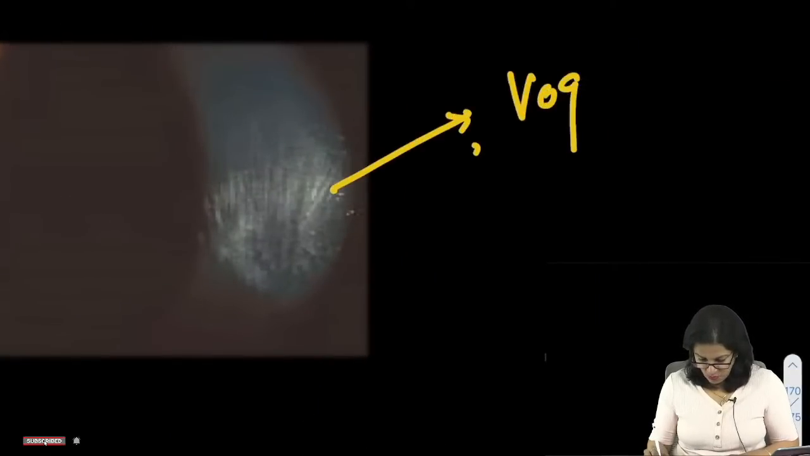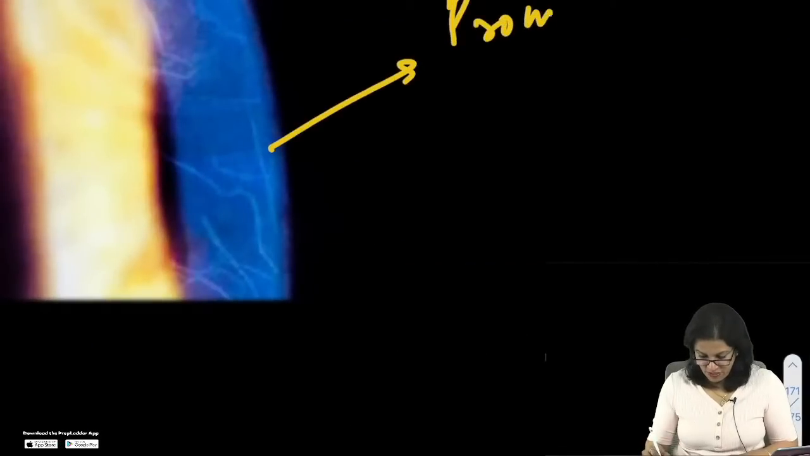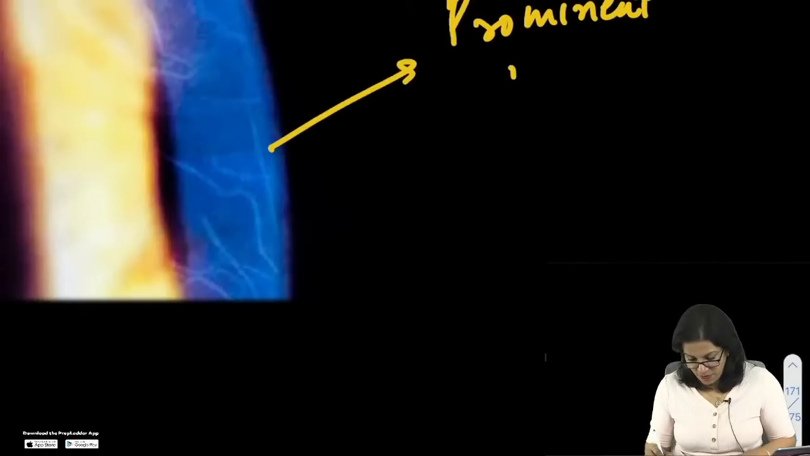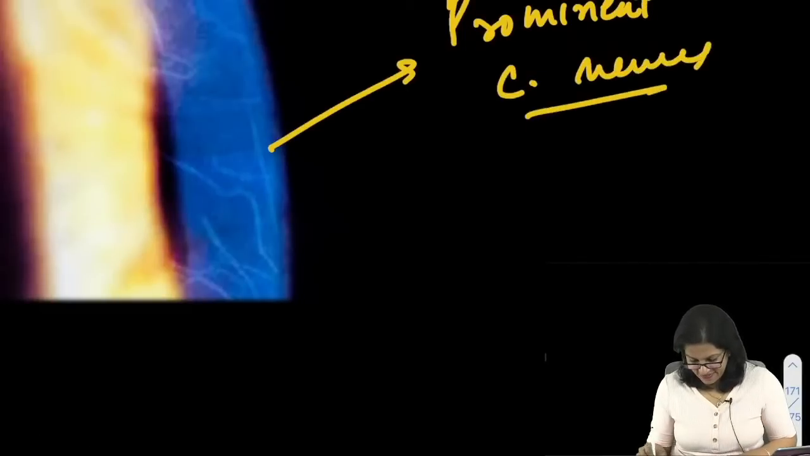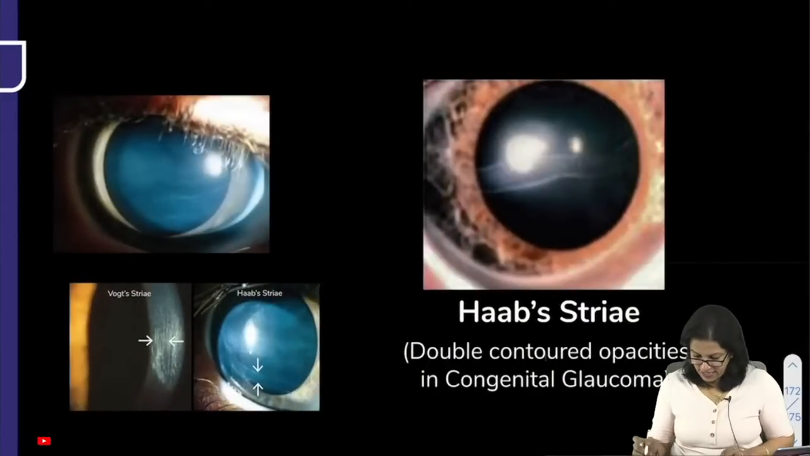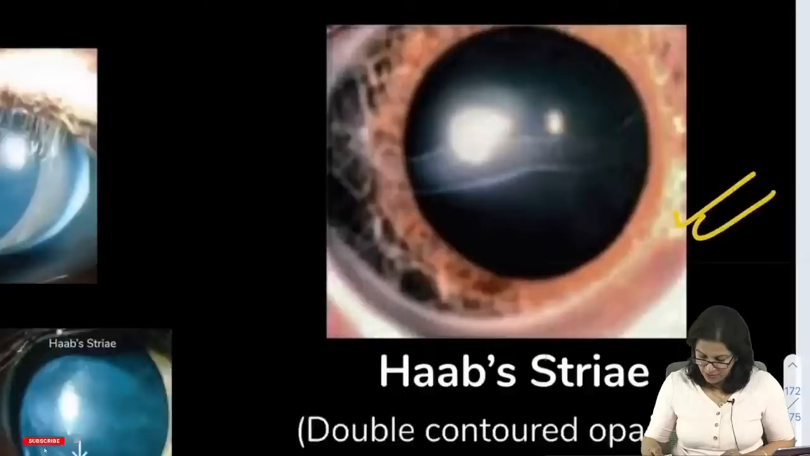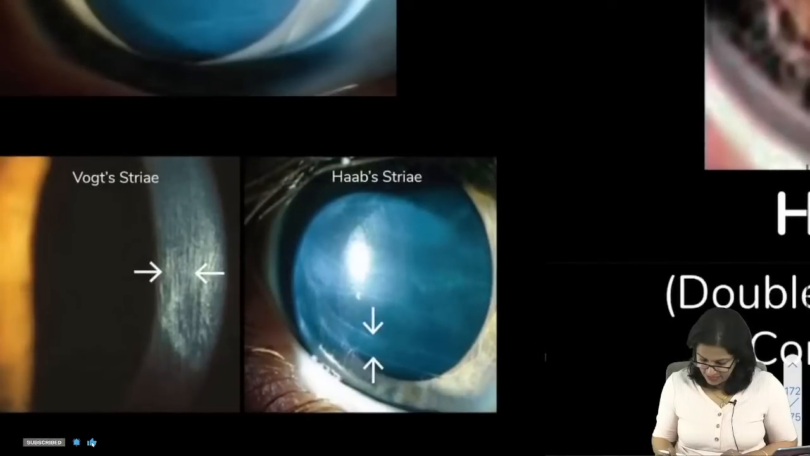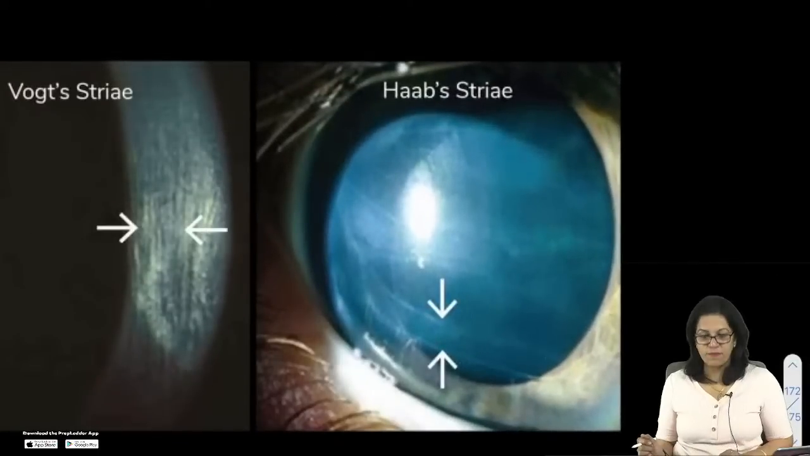And these are the Vogt's stria. Okay, these are Vogt's stria which are vertical. What is this? These are prominent corneal nerves. Because of thinning of the cornea, you know in keratoconus we can get prominent corneal nerves. Right? So again, this was Haab's in congenital glaucoma. Look, this is Haab's and this is Vogt's. Very nice comparison here.